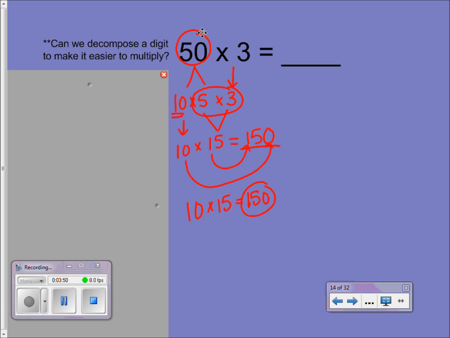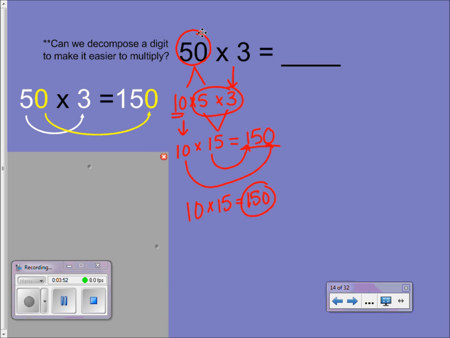Here's another visual representation to help you with that. It shows over here that I took my 5 times 3, and that's 15, and then I took my 0 from my two-digit number and added it onto my 15, making it 150. Okay, that's just a nice visual for you there.